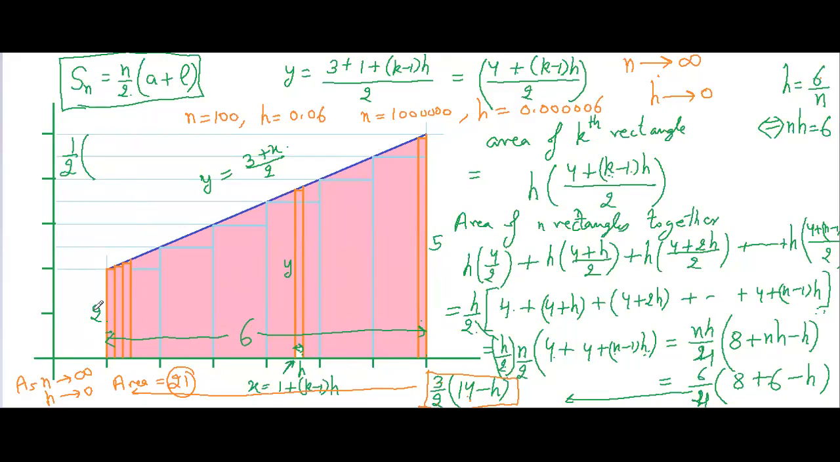Half into the sum of the parallel sides, multiplied by the distance between the parallel sides. So if we make this calculation, 7 into 3, that is 21. So it means our method is correct.